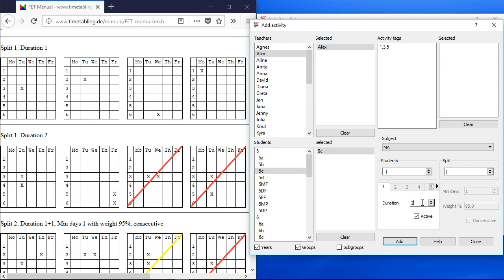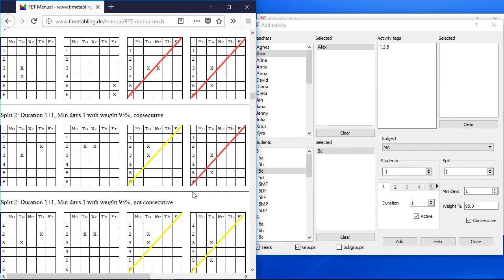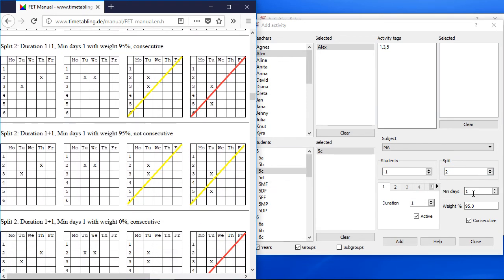Let's check a third example. How will it look if we split the duration into 2 parts, both with duration 1, the consecutive flag, and a min 1 days constraint with 95% weight? The 2 examples on the left are preferred. Both sub-activities are placed on different days.